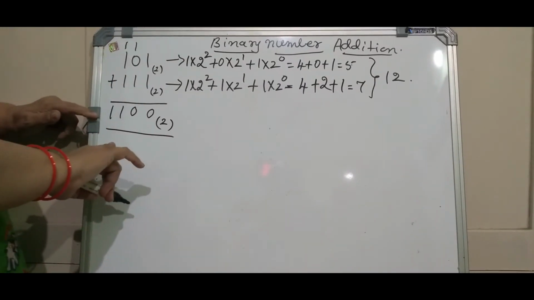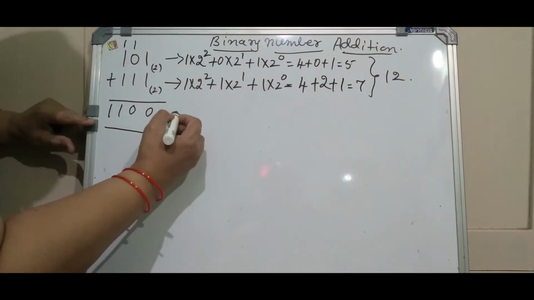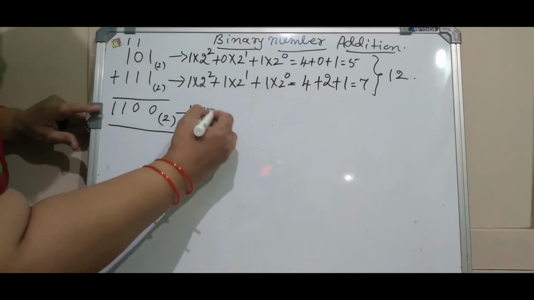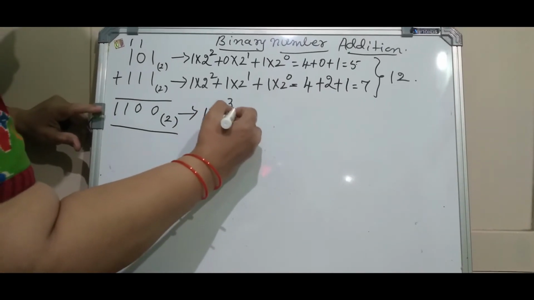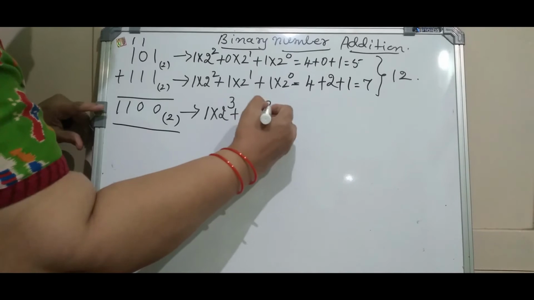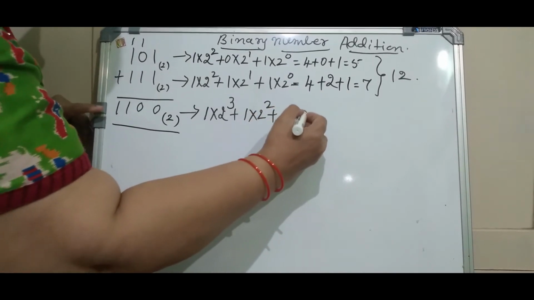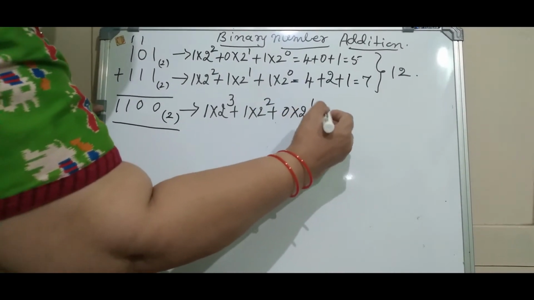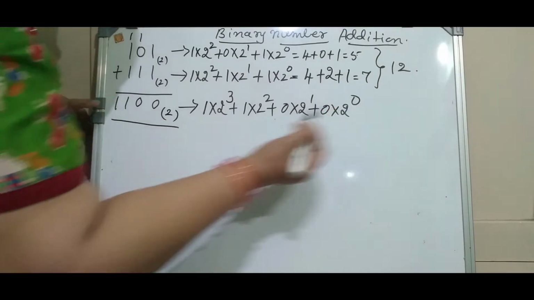Whether we get the same thing in the answer, let us see. 1 into 2 cubed plus 1 into 2 square plus 0 into 2 to the power of 1 plus 0 into 2 to the power of 0.